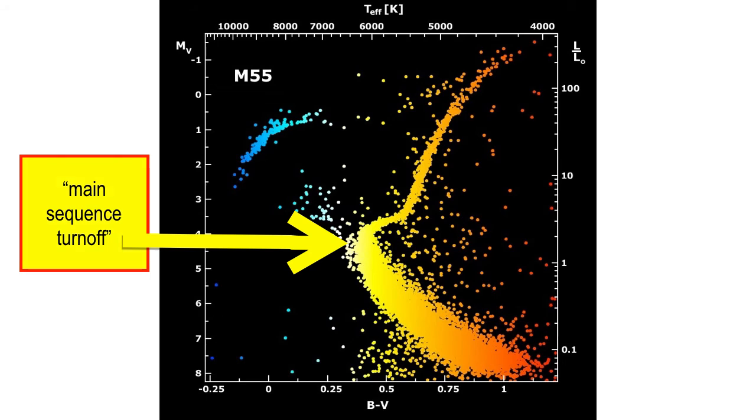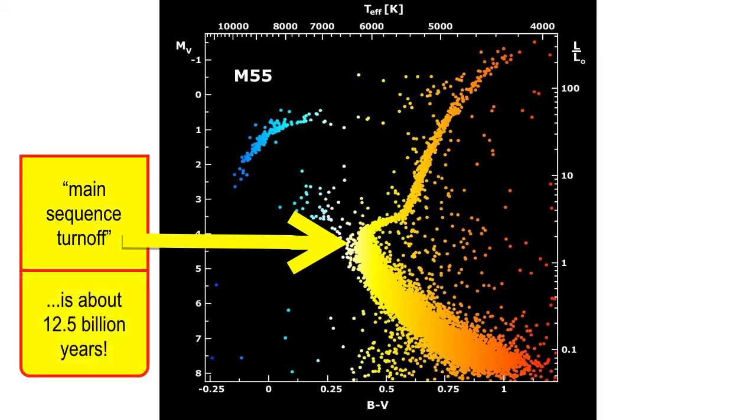All right, so kind of make a sketch of that, or just make a note: M55, and the main sequence turnoff is about 12.5 billion years. All right, and all the stuff down here is going to take more than 12.5 billion years.